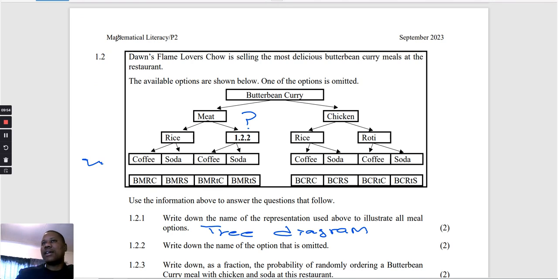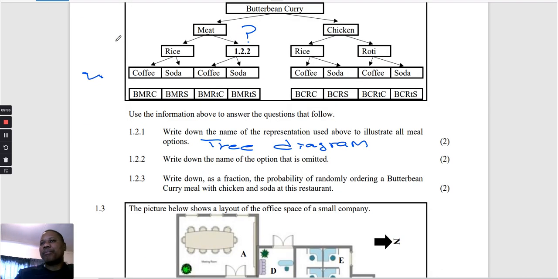Okay, it's fine. Right, number 2, they say write down the name of the option that is omitted. Let's go back. Now they want this. They say meat, chicken. But when you come to chicken, we have given rice. But then this one is omitted. But then this one, they tell us that is roti. So this butter curry can be served with rice or roti. So that means the missing value here is roti.